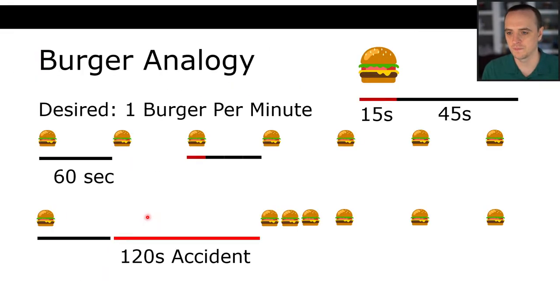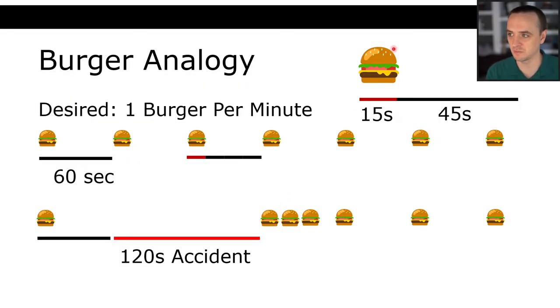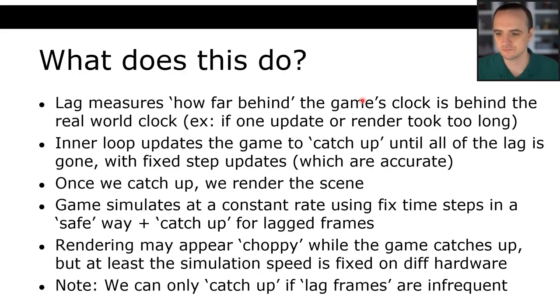So for example, if somehow I broke my arm and it now takes me 2 minutes to make a burger, then I'm never going to catch up, right? I'm just making 2 minute burgers forever and the manager's getting really mad at me. So that can still happen, right? But hopefully that doesn't happen and you're a 15 second burger maker so you can make a bunch of burgers to catch up. All right.